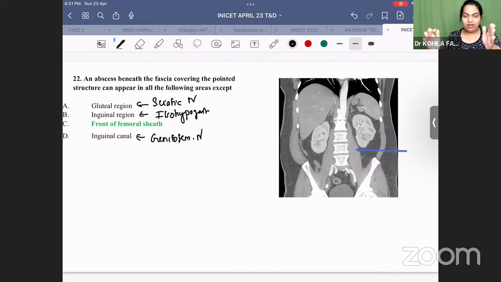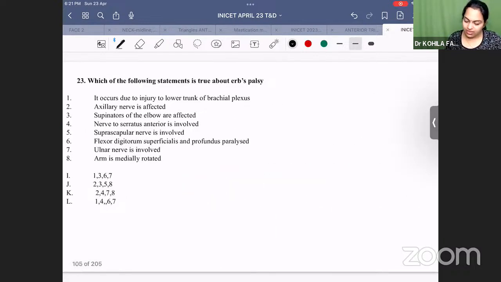So the psoas major is by the side of the vertebra, and within the substance of the psoas major, the lumbar plexus is there. The psoas fascia is going to cover it. So any pus will be beneath the psoas fascia and track down along the course of the nerves. You can't see it in front of the femoral sheath.